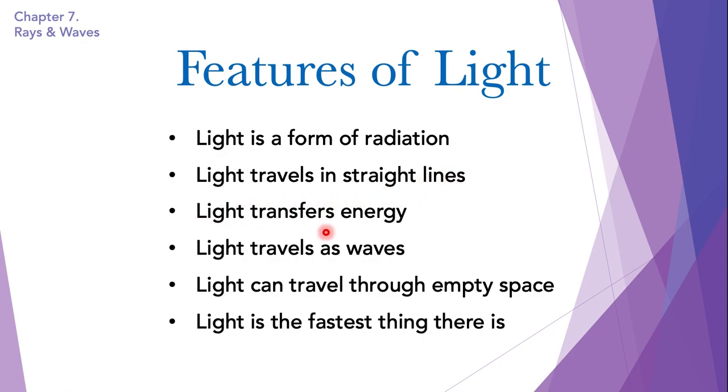Thirdly, light transfers energy. So yes, energy is needed to produce light. Materials gain energy when they absorb light. So for example, solar cells use the energy supplied by sunlight to generate electricity. If we stand in sunlight, we can feel the hot weather. So light transfers energy.